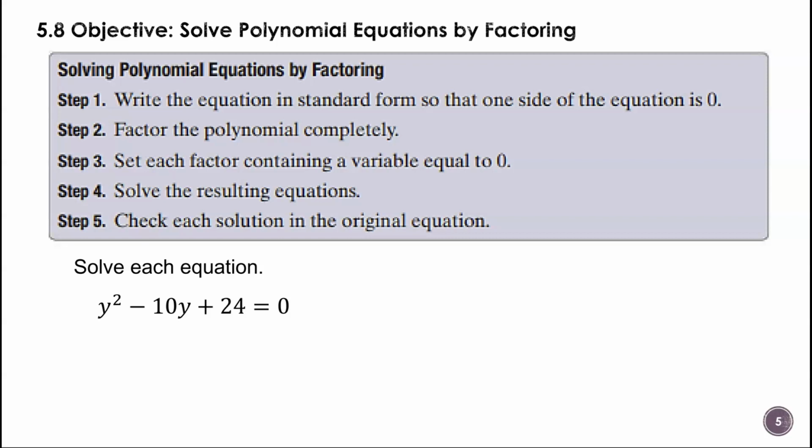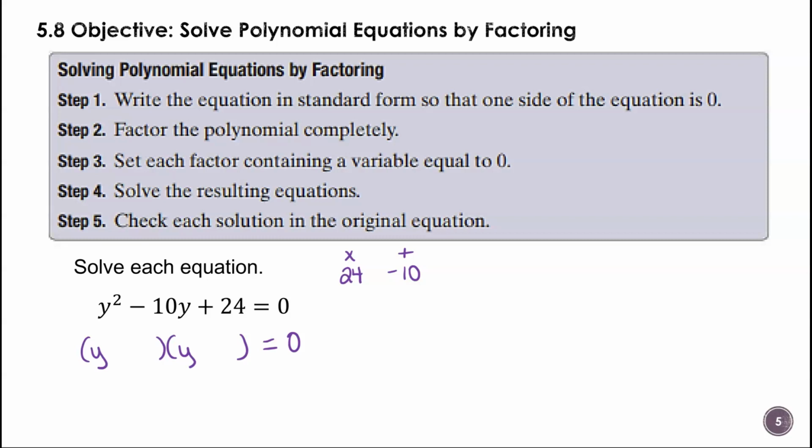All right. So now we get to the point where we also have to factor before we can solve. So in this case, we're going to factor y squared minus 10y plus 24. Now when we were talking about factoring, we were finding multiples of 24 that have a sum of negative 10. And in this case we can go directly to factored form because the leading coefficient is 1.